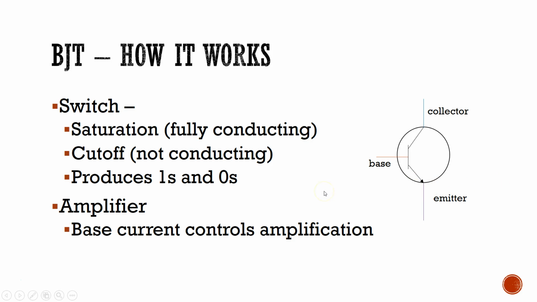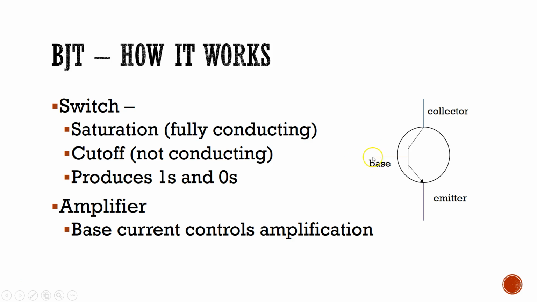BJTs, how do they work? Well, there are two ways that a BJT can work. It can work as a switch, where it saturates or fully conducts between the collector and the emitter, or it is cut off and there's no conduction between the collector and emitter. This actually produces ones and zeros. It can also work as an amplifier. The base controls the current. The base current controls the amount of amplification.